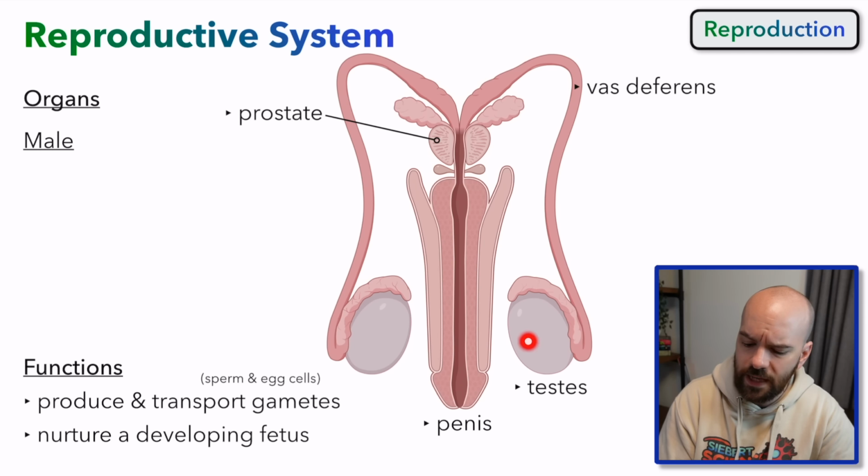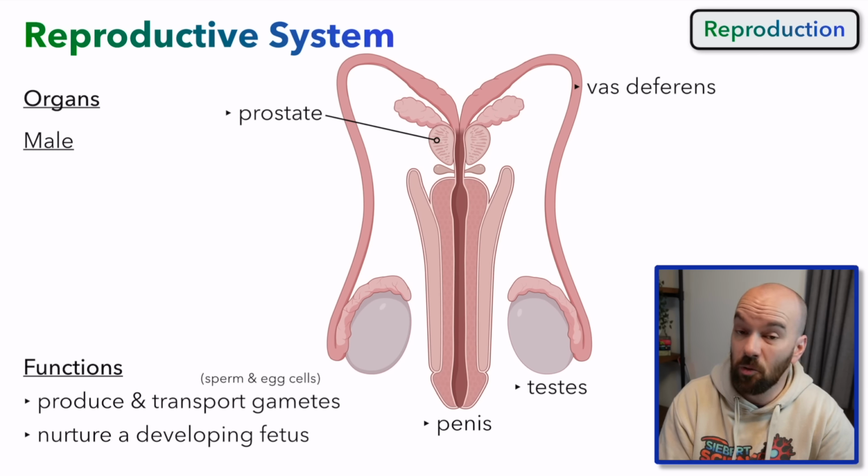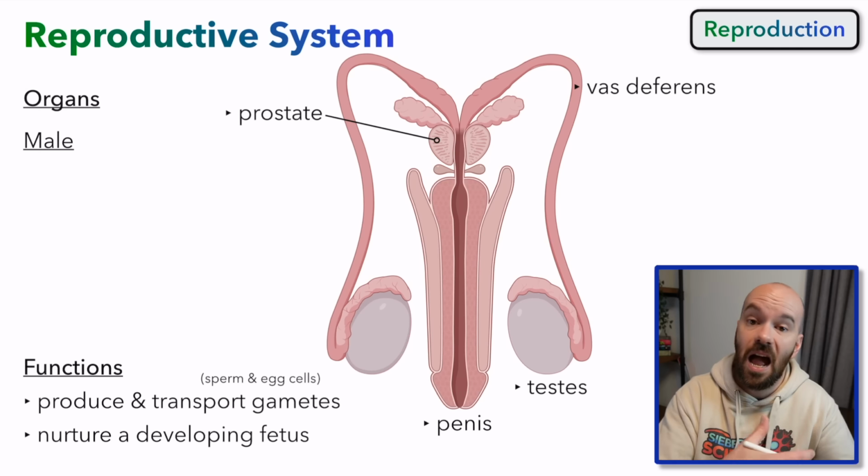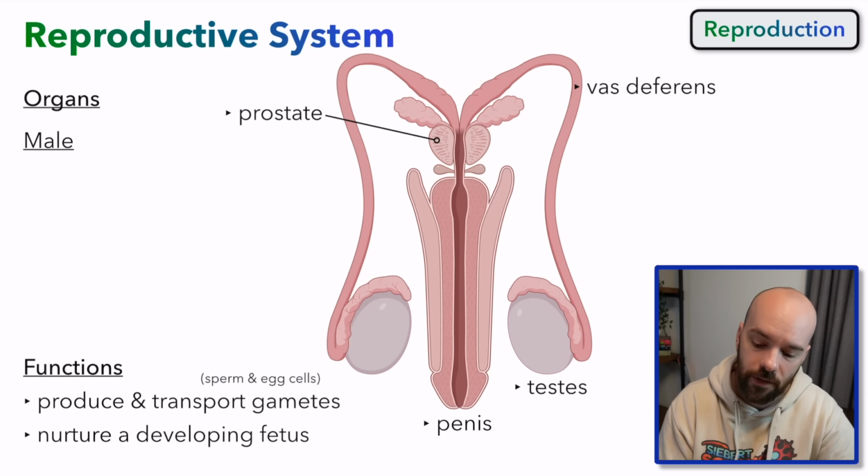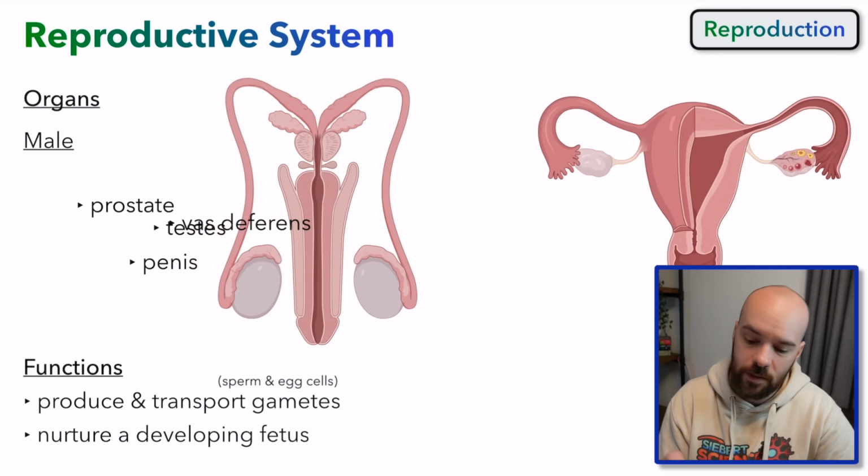And of course, the testes right there, I said those are the main kind of reproductive organ because they're producing the sperm. Everything else is really just there in order to transmit that sperm outside of the body to do fertilization and all that kind of stuff. Now, the next thing is going to be the female reproductive system.